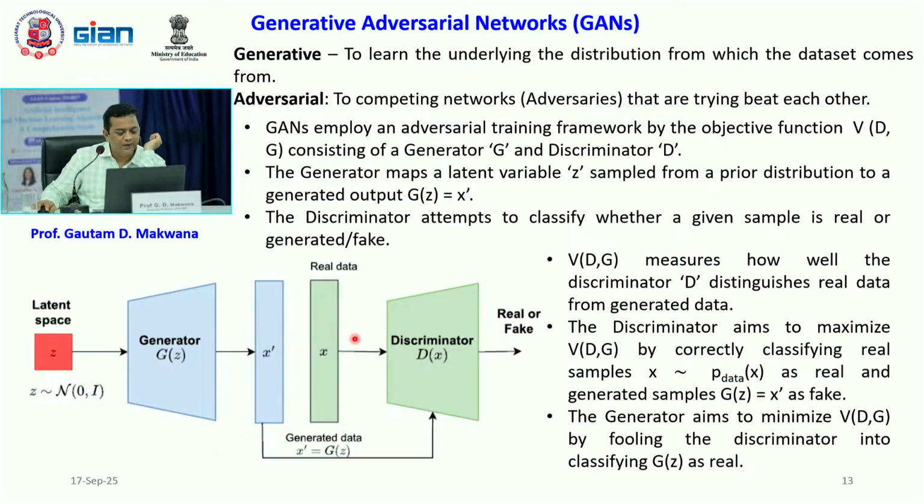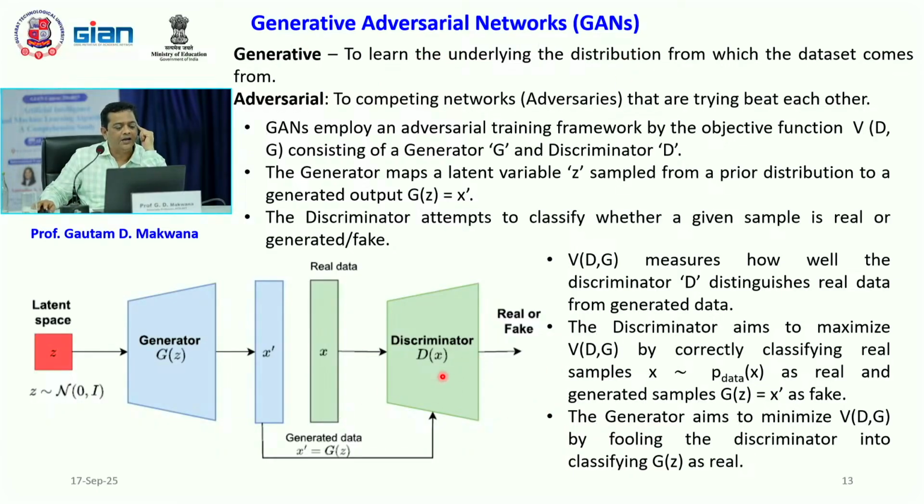Here, X is the input, and based on the latent space, the generator will produce the dummy X, and the other is the discriminator. This dummy X generated by the generator and the original data are compared, and it is classified as real or fake. That kind of structure is known as generative adversarial networks.